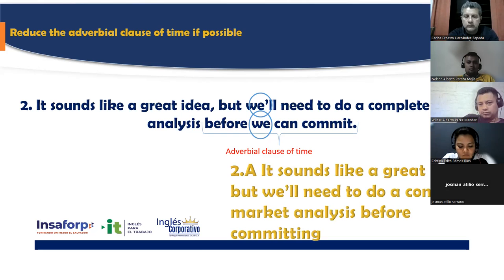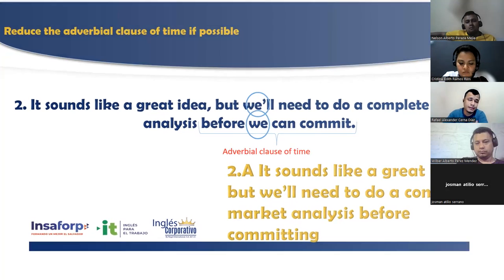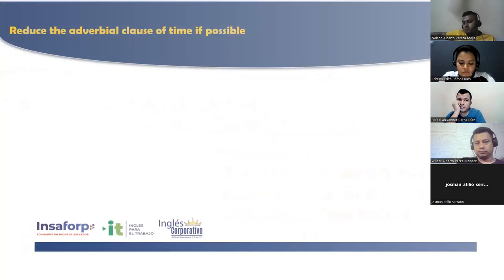Antes de comprometernos. Porque no podemos decir nunca, jamás vamos a usar un ing con el can. Con el can usamos siempre un verbo en infinitivo, ¿verdad? O en una forma base, a base form. Okay, let's go to the next one. Is it okay with this one? It's okay. All right. Let's look at the next one.